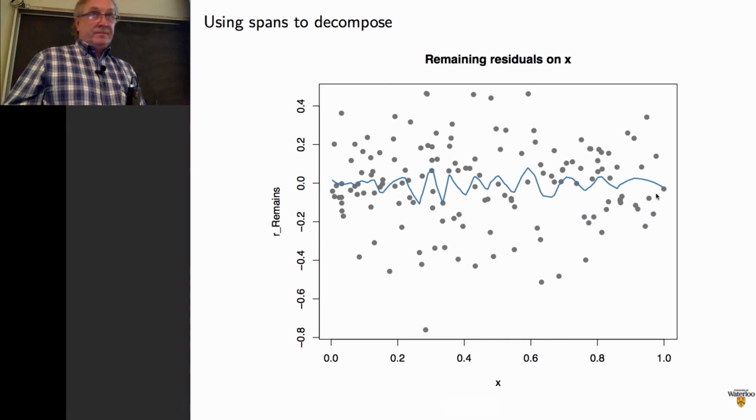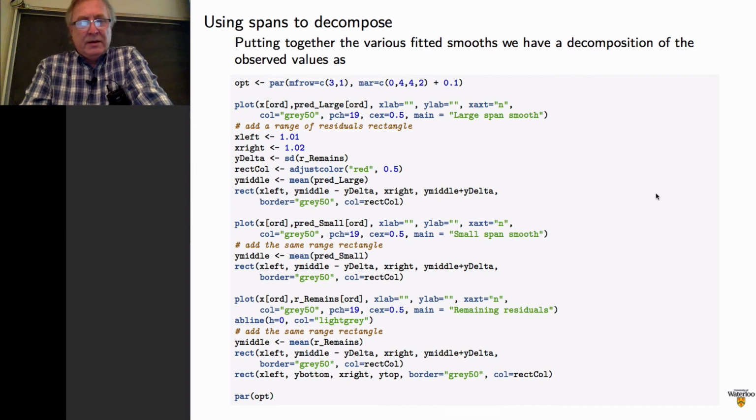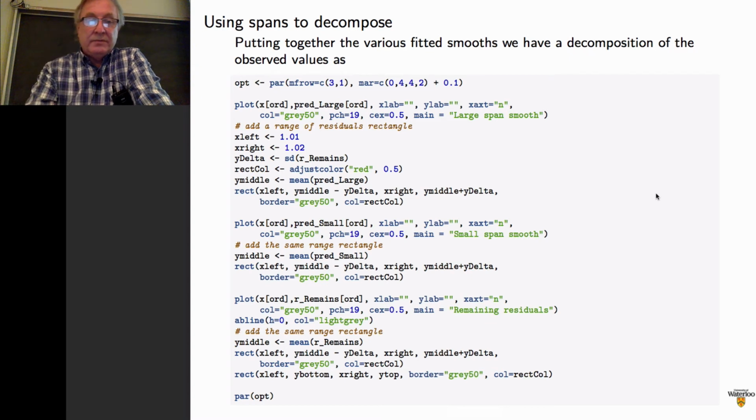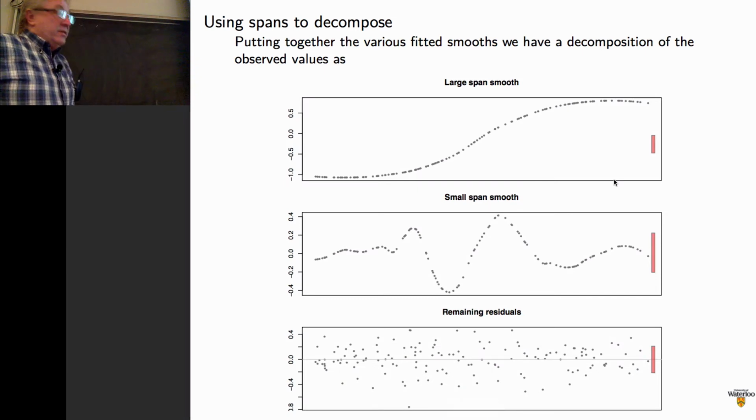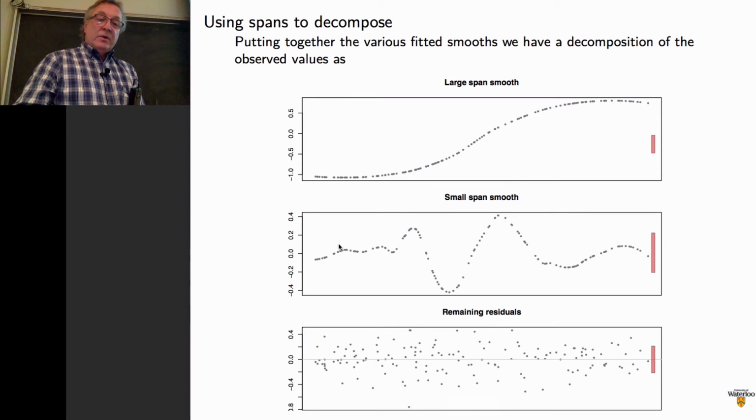Everybody understand what I've done? Okay. So I could put these various smooths together and think about decomposing this scatter plot. So what am I going to do? I'm going to plot the smooth for the large span, the smooth for the small span, and then the remaining residuals. Okay? So that scatter plot is now decomposed into three pieces. Here's sort of the large pattern that I see in the scatter plot. Here's the second order pattern here with a smaller span. And these are the remaining residuals. Okay?